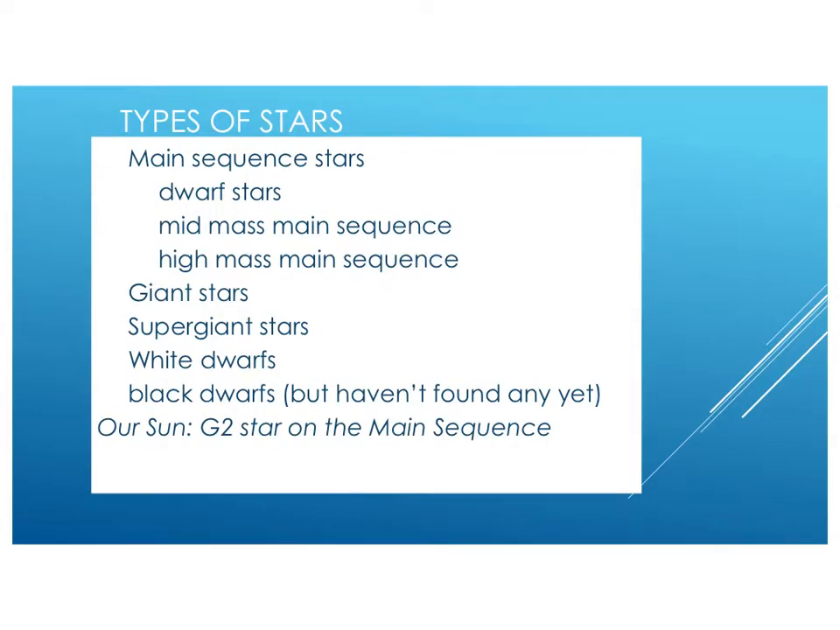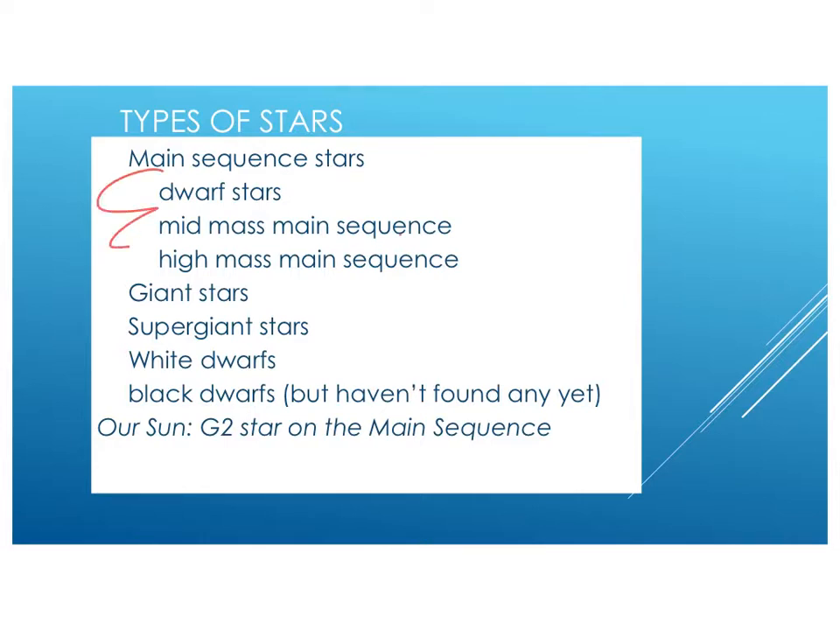So the HR diagram can tell us which type of star we have, and we would plot them according to their associated temperatures and luminosities. The main sequence is where most stars fall, but within the main sequence we actually have different types of main sequence stars. We can have low mass, medium mass, and high mass main sequence stars.